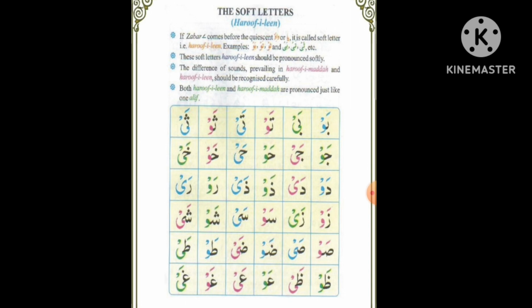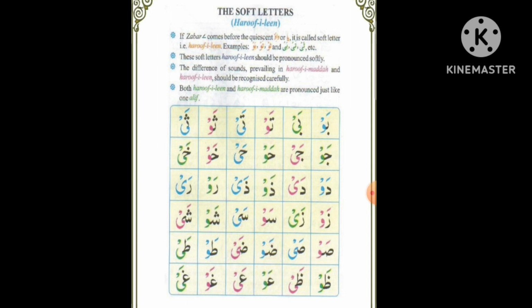Quickly but softly. So what does it say? If zabar comes before the quiescent waw or ya, it is called the soft letter, that is the leen. For example: ba, waw, zabar, baw; ba, ya, zabar, bay.